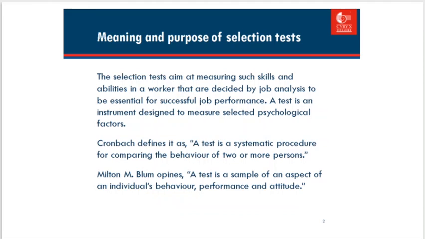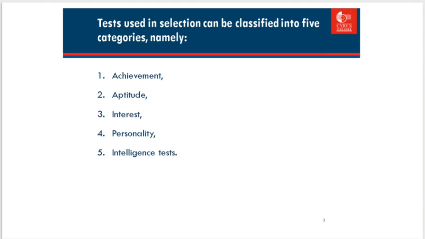A great number of human abilities are complex and interrelated. Hence, these have to be understood in association with each other. Cronbach defines it as, a test is a systematic procedure for comparing the behavior of two or more persons. Milton M. Blum opines, a test is a sample of an aspect of an individual's behavior, performance and attitude.